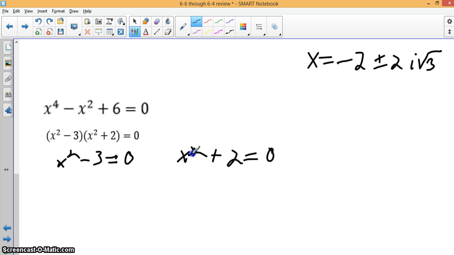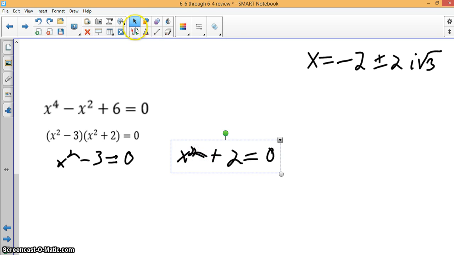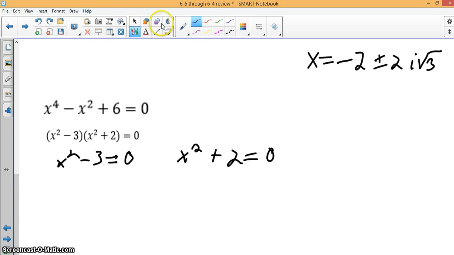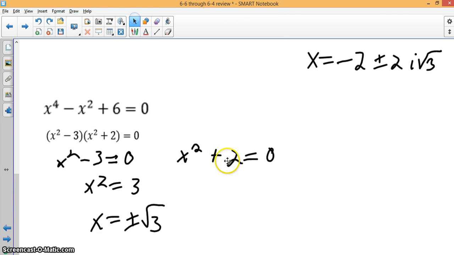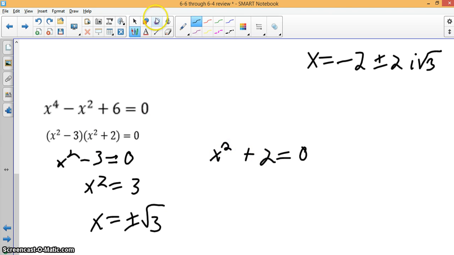Okay? That's horrible. Alright, so I cheated a little bit. I fixed it. But anyway, x squared minus 3 equals 0, x squared plus 2 equals 0. You can solve both of these with what's called the square root method. Alright, so you add 3 to both sides. x squared equals 3. And so x equals plus or minus the square root of whatever is over there, in this case, the square root of 3. So you get the two irrational solutions. Real numbers, but irrational.